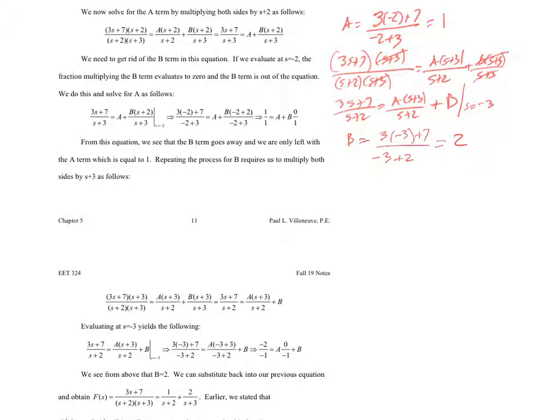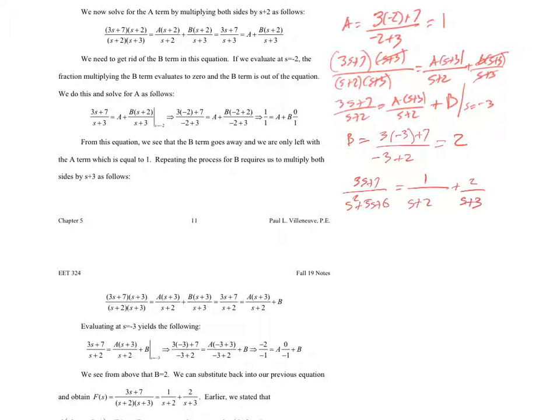So my original function, which is 3s plus 7 over s squared plus 5s plus 6, is going to be equal to 1 over s plus 2 plus 2 over s plus 3. Those are the same. And if you want to multiply those out, you can. Do we need to multiply those out, or do you feel pretty comfortable that these are correct? Anybody need to multiply them out, or?